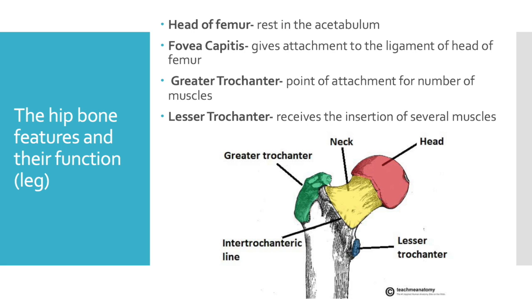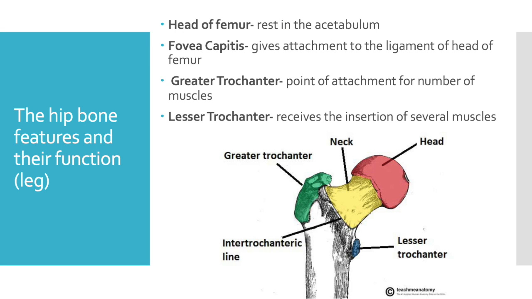Bone features of the femur include the head of the femur, the fovea capitis, the greater trochanter, and the lesser trochanter. The head of the femur rests in the acetabulum. The fovea gives attachment to the ligament of the head of the femur. The greater trochanter is the point of attachment for a number of muscles, and the lesser trochanter receives the insertion of several muscles.